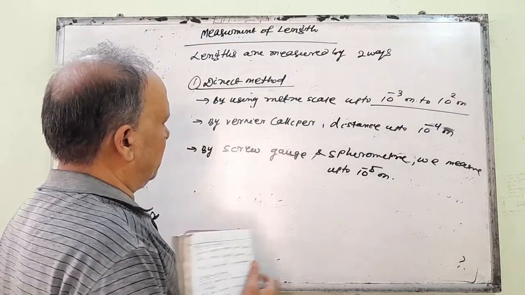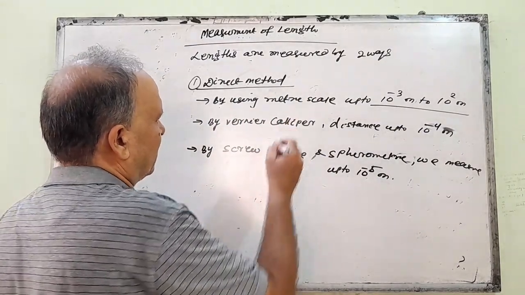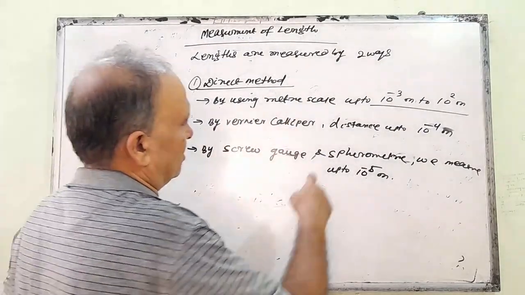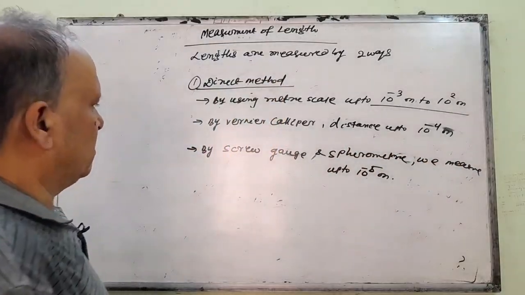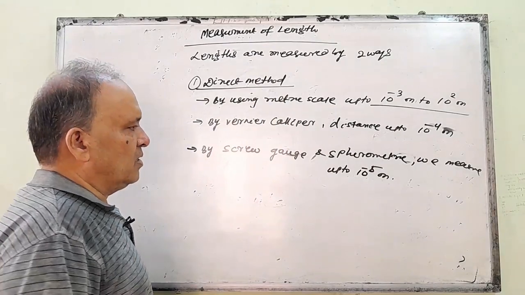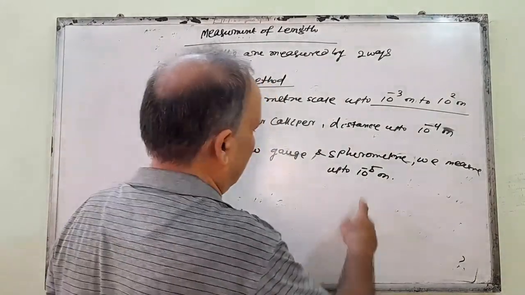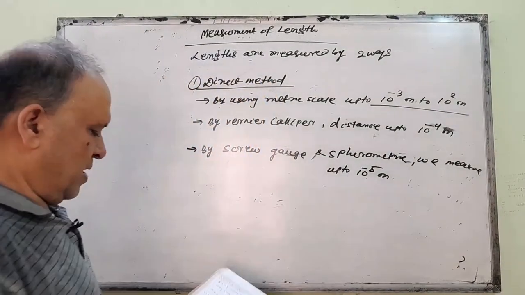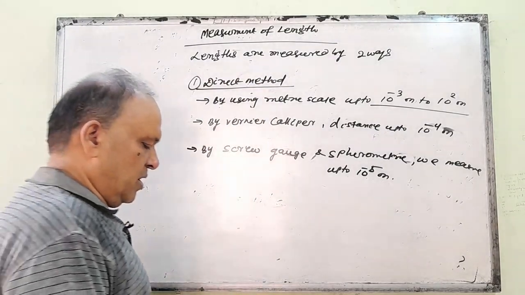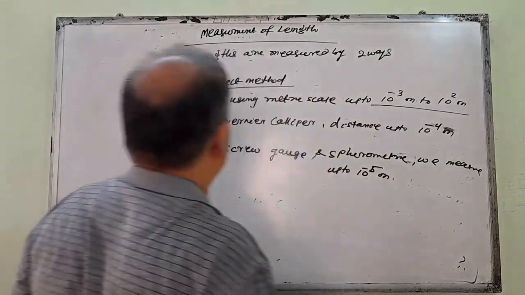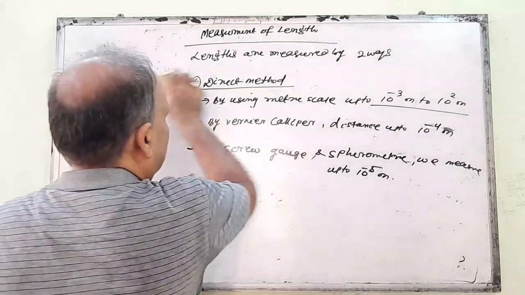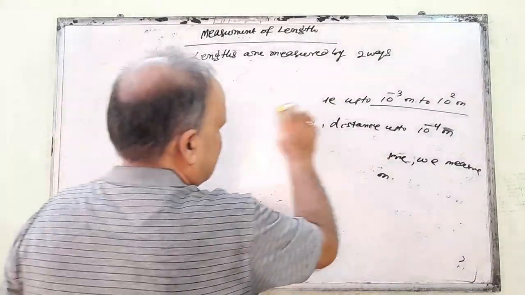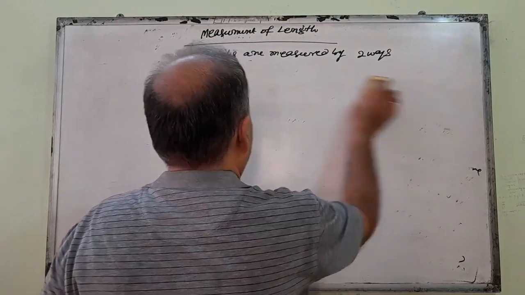By vernier caliper, you do it by practical, that is your distance up to 10 to the power minus 4 meter, and by screw gauge and spherometer, here we measure length up to 10 to the power minus 5 meter. This is your first method, direct method. Next come to your indirect method.